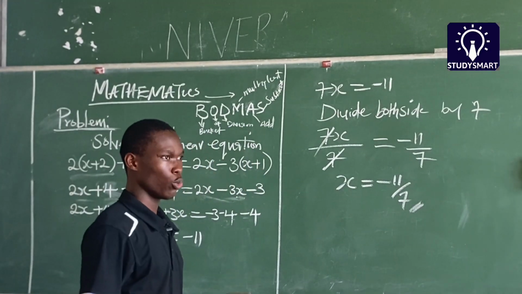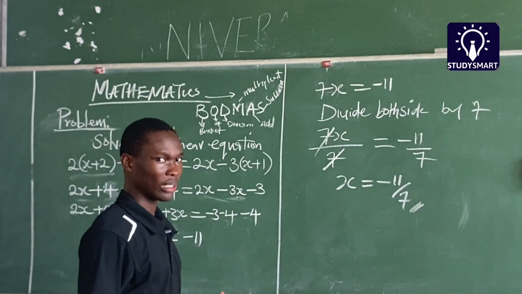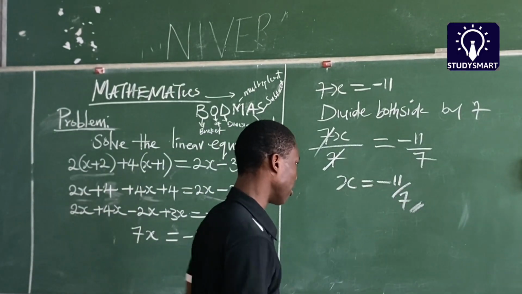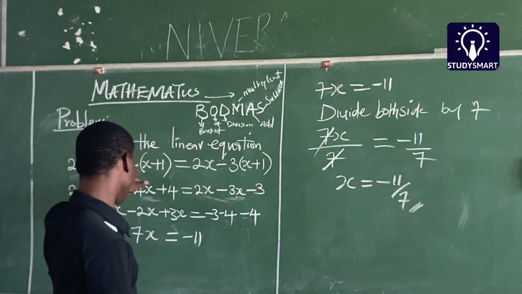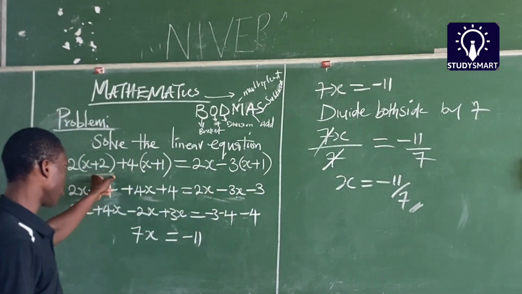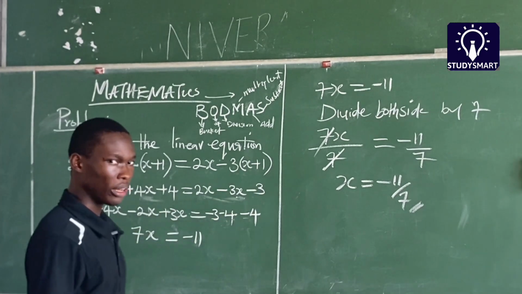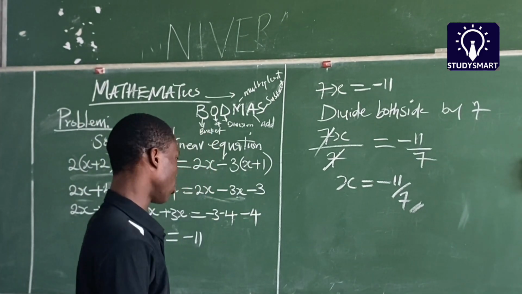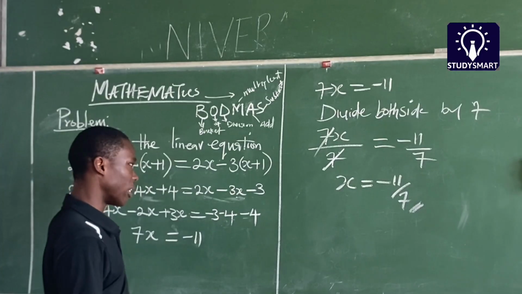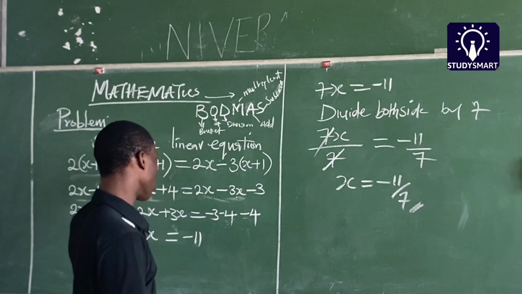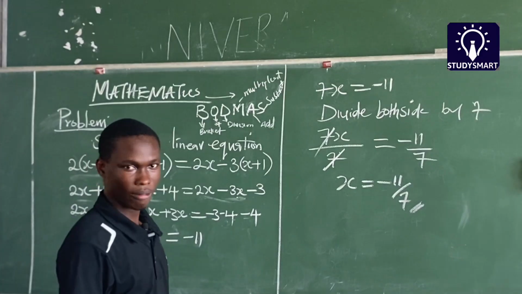Just as a way of being sure that you are correct, you can take the value of this x, which is minus 11 over 7, and then you go back to this equation. Any of these equations, from the initial, this or this, and then you substitute the value of x into that equation. You are still going to get the same value on the right and the left hand side, meaning that both the left and the right hand side values will be equal.